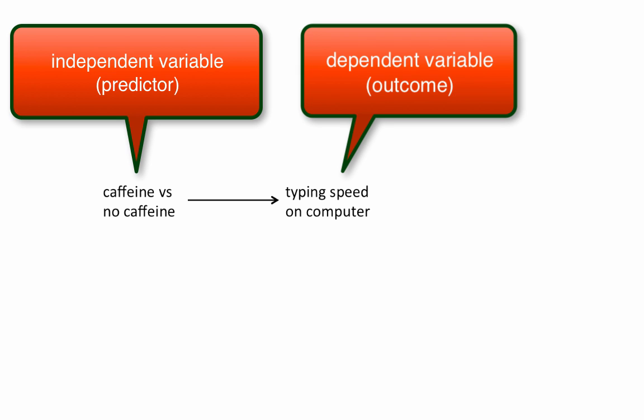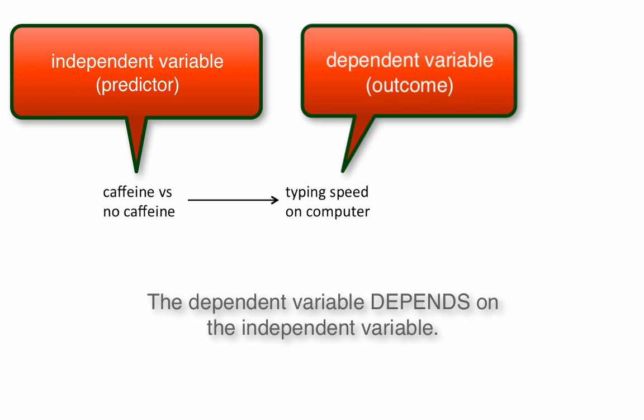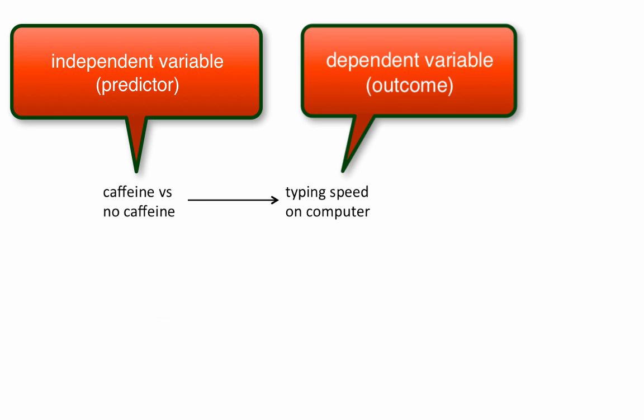So we're looking at the effect of the predictor on the outcome, or the independent variable on the dependent variable. In this case, it means the effect of caffeine versus no caffeine on the typing speed. One way you can remember this, I think predictor and outcome is pretty easy to remember, but independent and dependent variable, the dependent variable depends on the independent variable. So the typing speed on the computer depends on whether you have had caffeine or not.